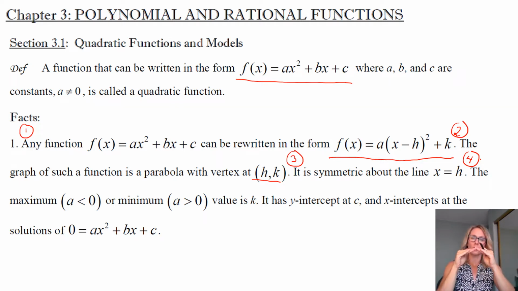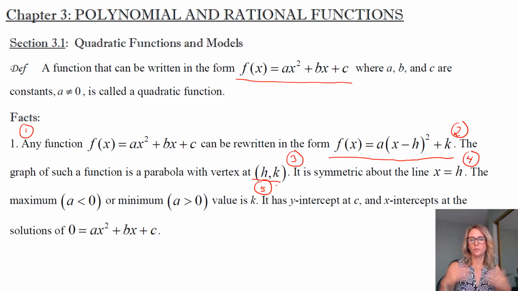So if that first constant is positive, you have something like this, and then you've got a minimum down here. If your a is negative, then your parabola is like this, and it has a maximum up there at the top.